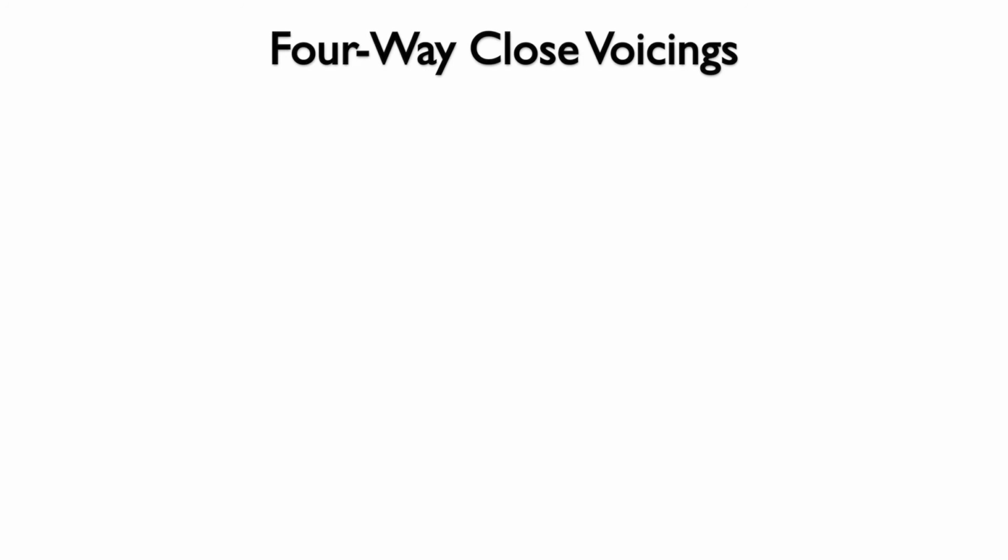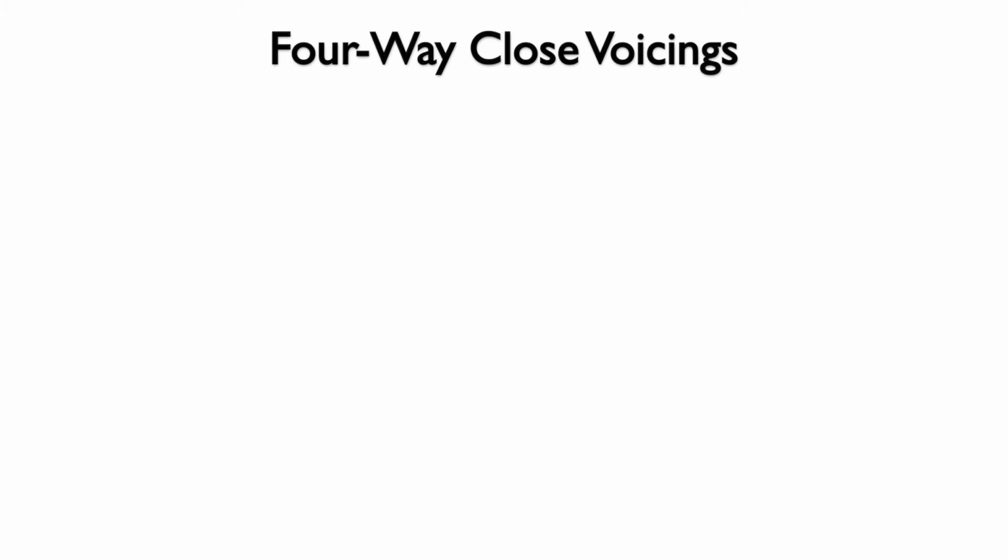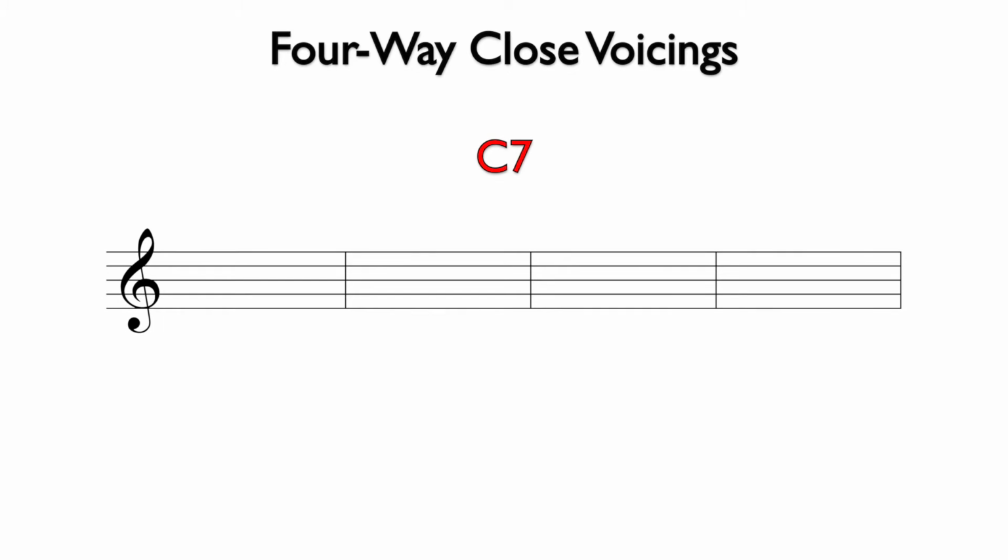In this video, we will discuss close position 4-part chord voicings used in jazz. The first principle to understand when creating these voicings is that they are built from the high note down. For this reason, they fit into a group of voicings known as top note voicings. We will use a dominant 7th chord for each of our examples, but these principles can be applied to any chord type. Let's begin by voicing a C7 chord.